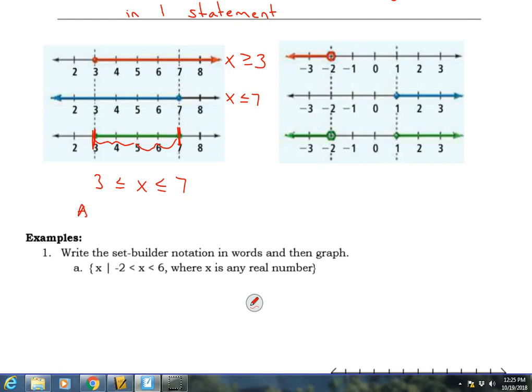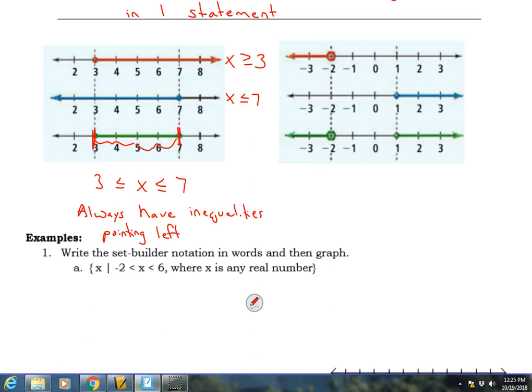But the key is we always have to have the inequalities pointing to the left. In other words, your inequalities are always going to be less than or equal to signs. You're not going to have one inequality saying less than and the other inequality saying greater than. That's not allowed with a compound inequality.